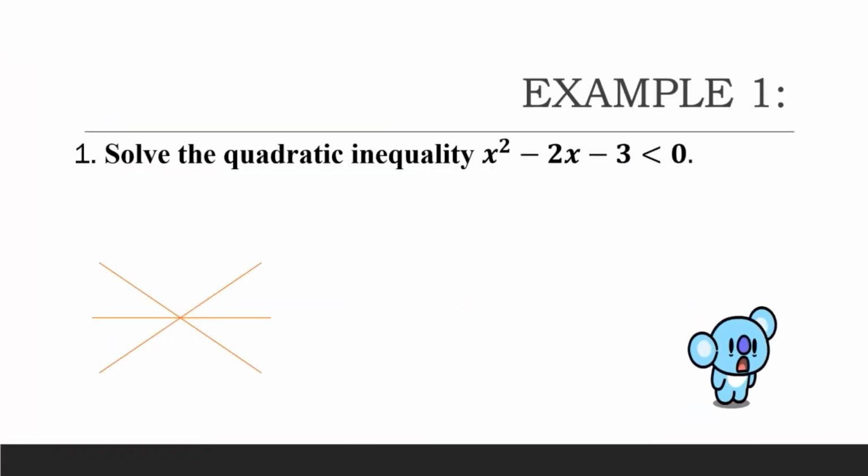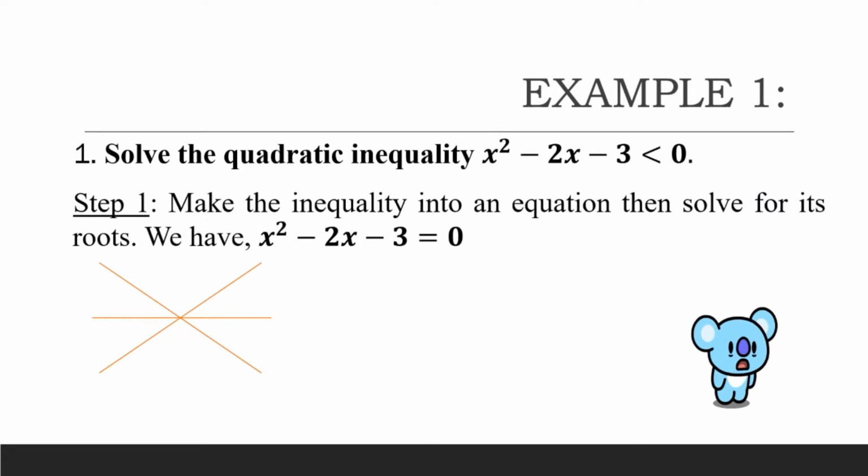Example 1. Solve the quadratic inequality x squared minus 2x minus 3 less than 0. For the first step, we have to make the inequality into an equation, then solve for its roots. So we now have x squared minus 2x minus 3 is equal to 0.